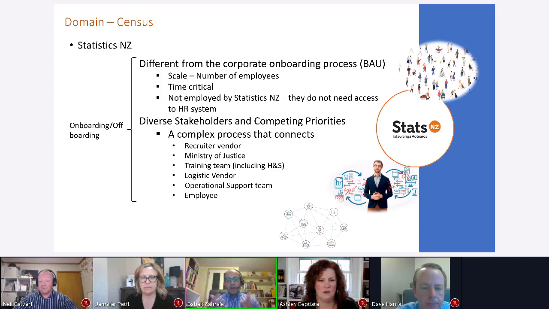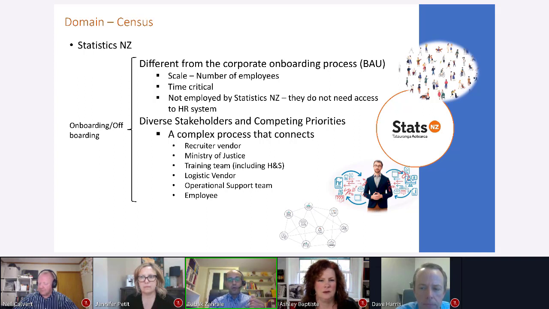There are multiple factors that separate the census department, especially the onboarding and offboarding parts, from other parts. I have to highlight a couple of points. The census department uses an external vendor to employ around 4,000 people in a short time frame. These people are employed on a full-time or part-time basis, and since they're not employed by Stats New Zealand, they don't need access to our corporate HR system.